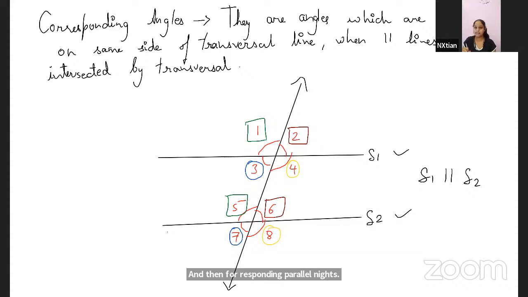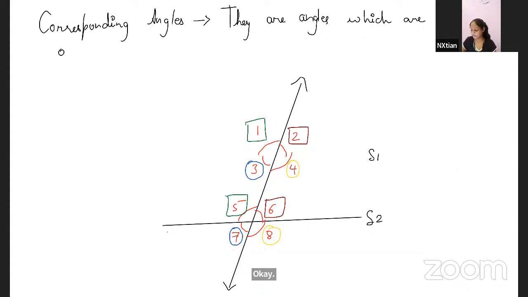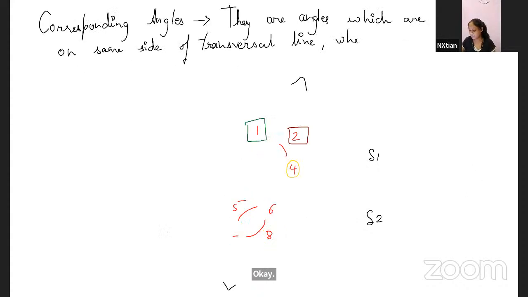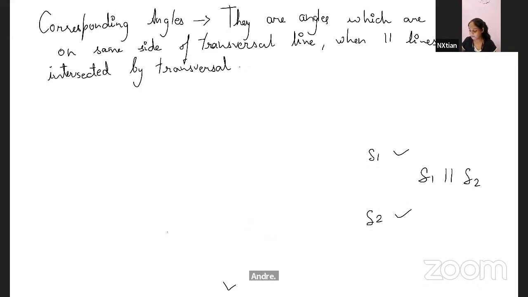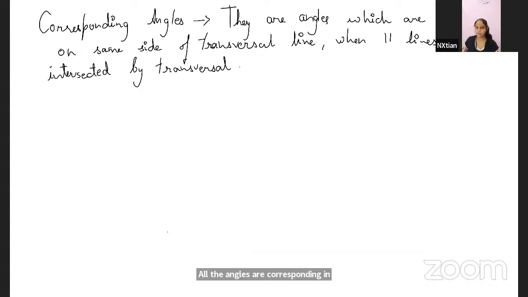Ma'am, I didn't quite understand the diagram you made. Could you re-explain it, please? I'm going to re-explain it. We'll make it again, ma'am, and see all the angles are corresponding. All the angles are corresponding in parallel lines, yes. Pairs of angles are corresponding.